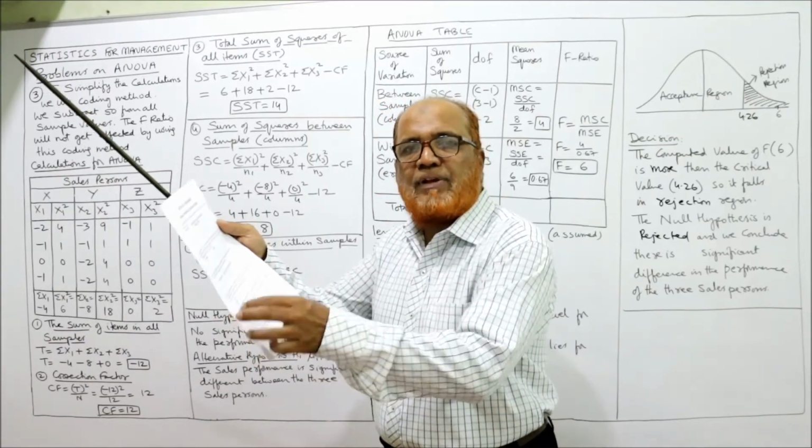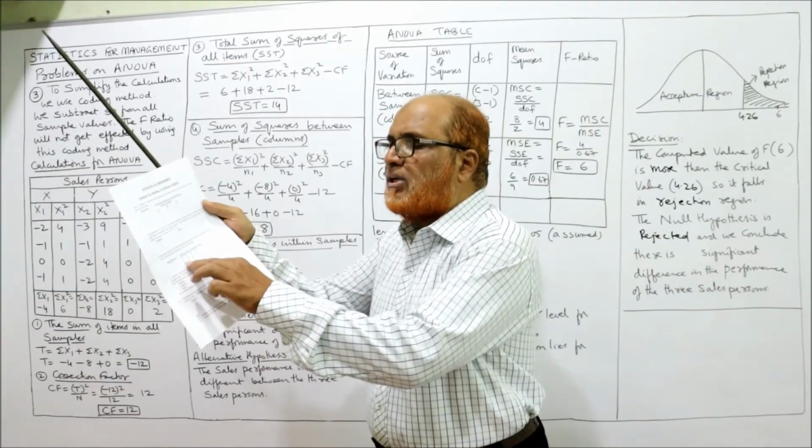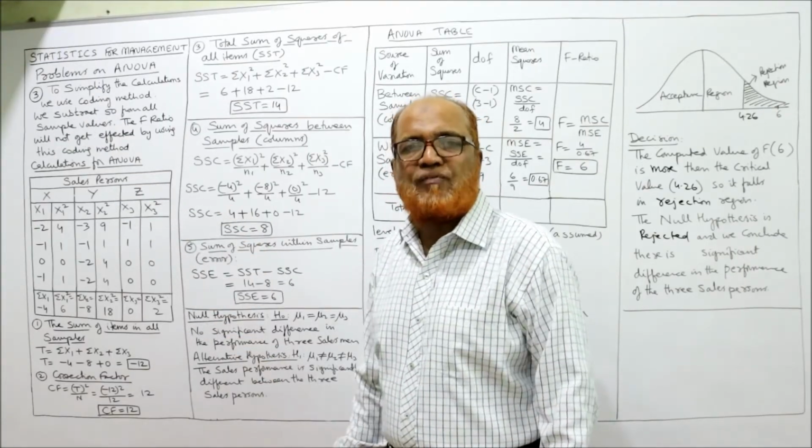Similarly, I subtract 50 from the Y values. The Y values are 47. 47 minus 50, minus 3.